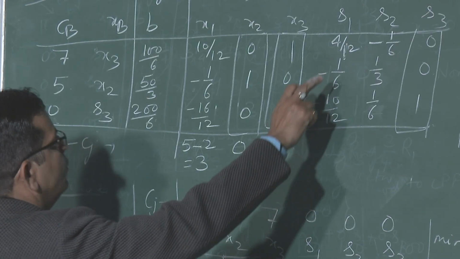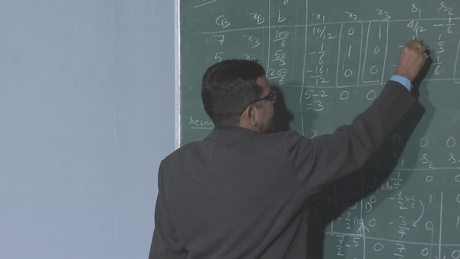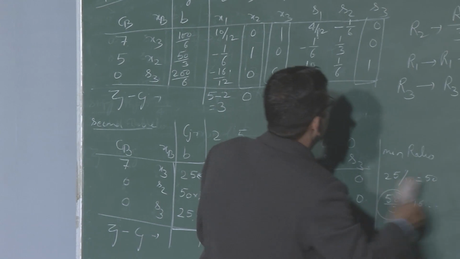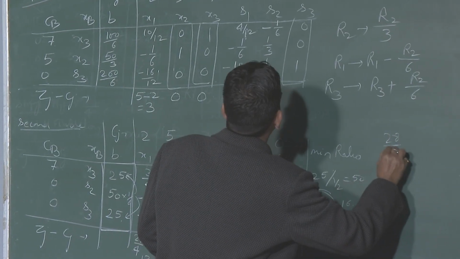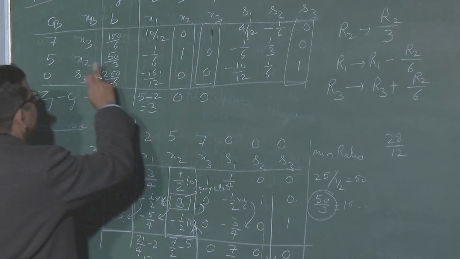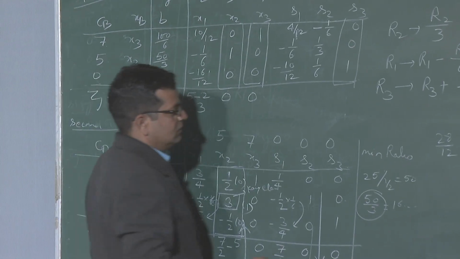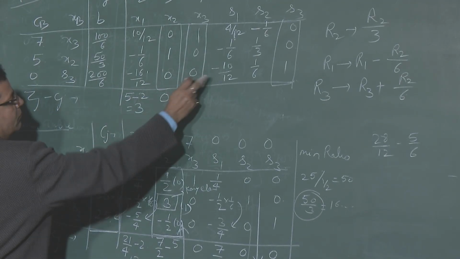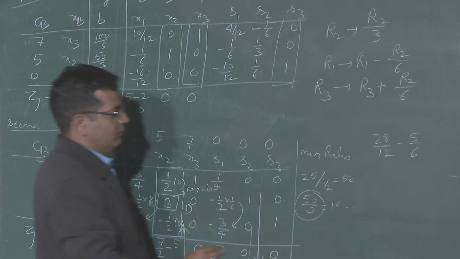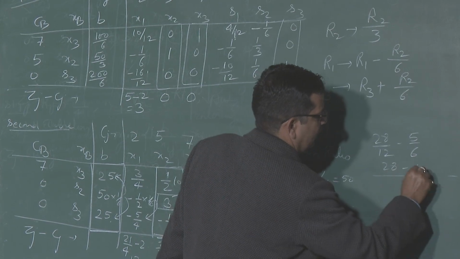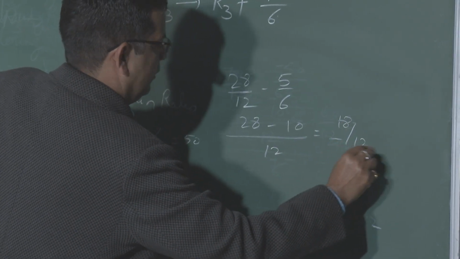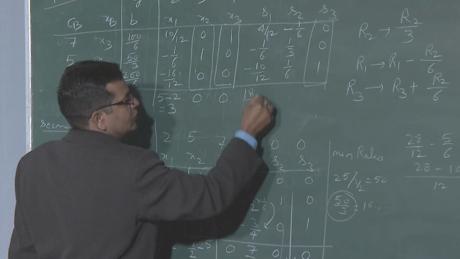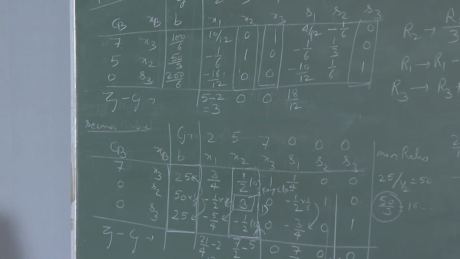Corresponding to S1, we will calculate Zj minus Cj. 4 by 12 is multiplied by 7, then we have 28 by 12, and then 5 into minus 6. So we have 5 by 6 and 0 into minus 10 by 12, it is 0. So what will be the total value? 28 minus 10, it is 18 by 12. So Zj is 18 by 12, Cj is 0. So Zj minus Cj will be 18 by 12.